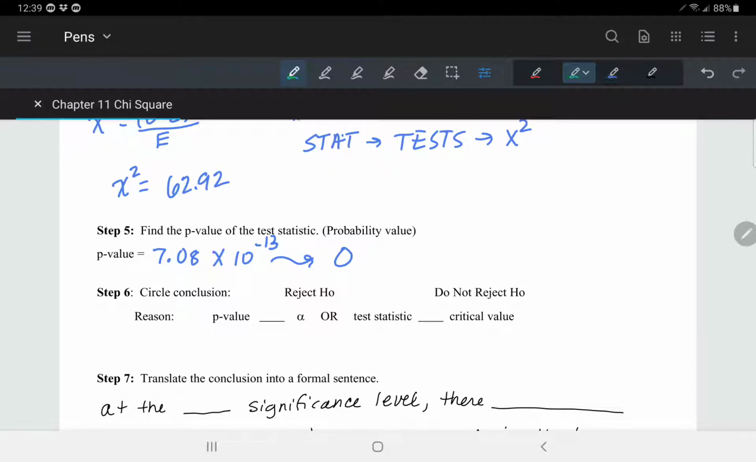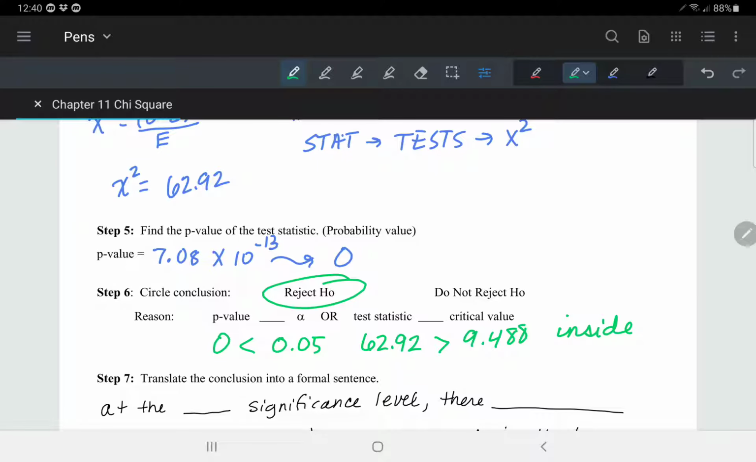So whichever way we want to do it, it doesn't matter, either based on the probability, which is effectively 0, our p-value, excuse me, that is less than alpha, or because our test statistic, 62.92, is greater than our critical value, 9.488. The point here is it's very clearly inside the rejection region. We will reject H sub 0.